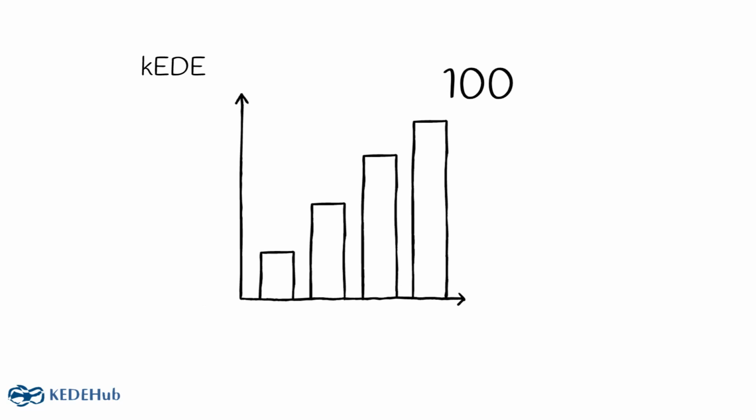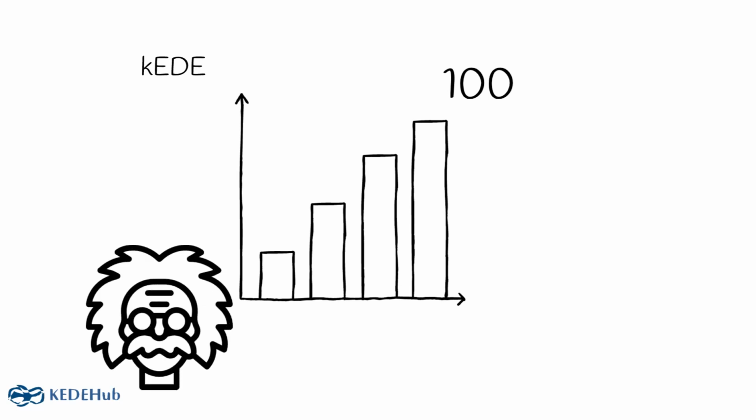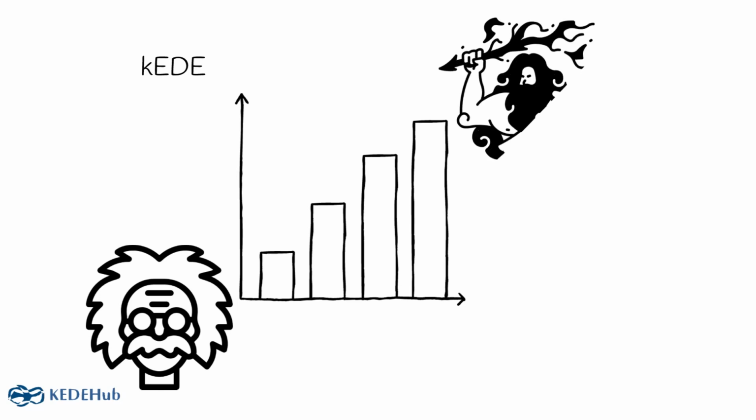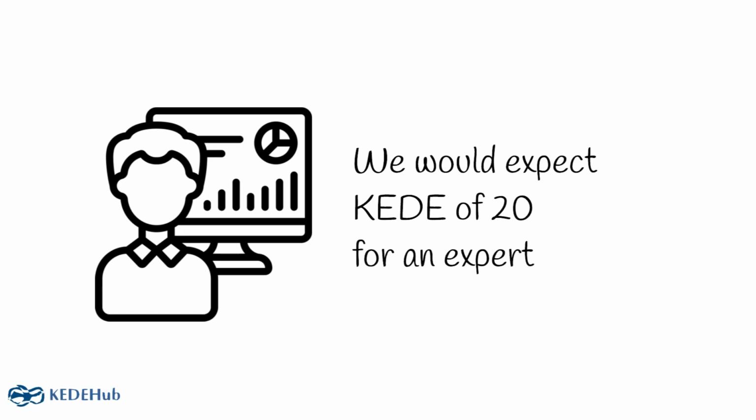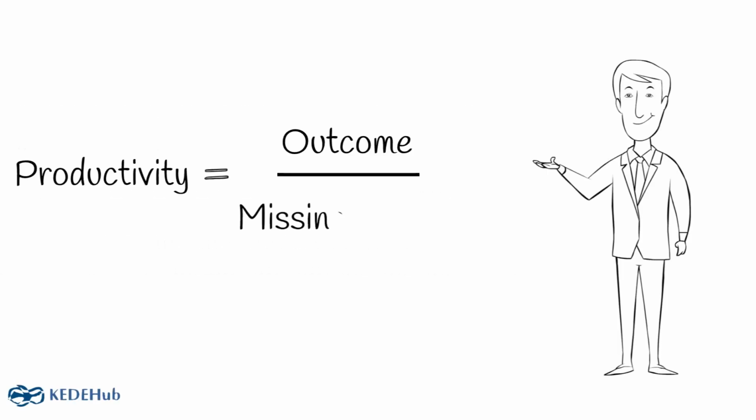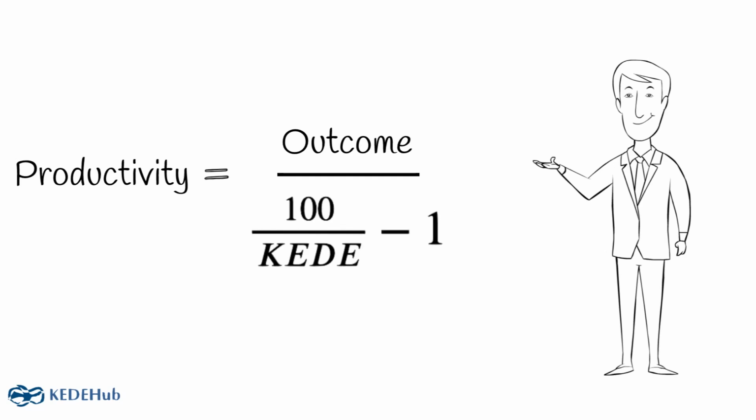KEDE equals 0 when the missing information is infinite. That is the case when humans invent new things. KEDE equals 100 when the missing information is 0. That is the case for an omniscient being, like God. We would expect KEDE of 20 for an expert developer, who mostly applies existing knowledge, but also invents new things when needed. Now we can rewrite the productivity formula for software developers to have KEDE in the denominator.